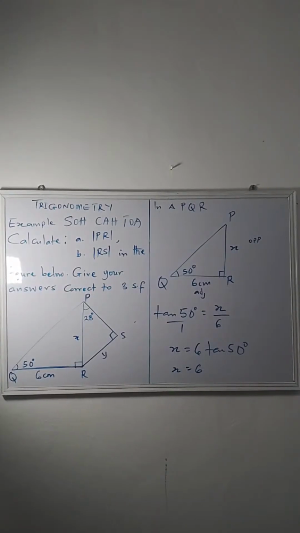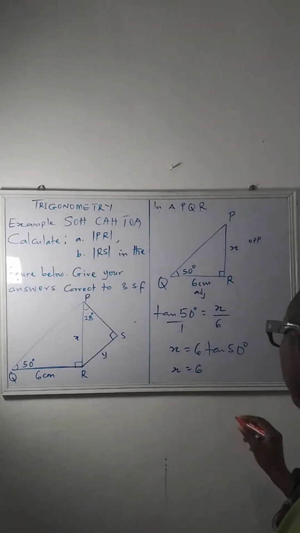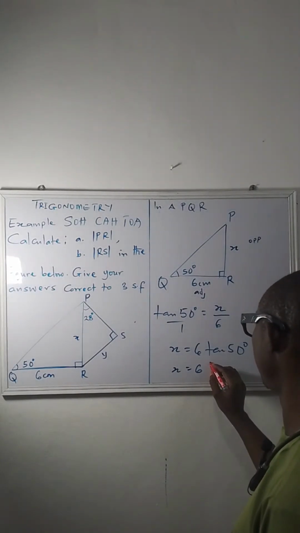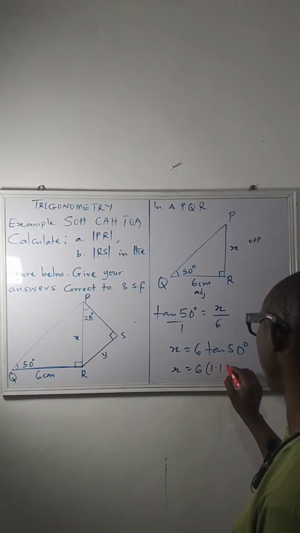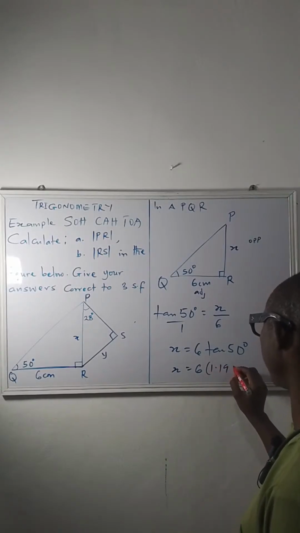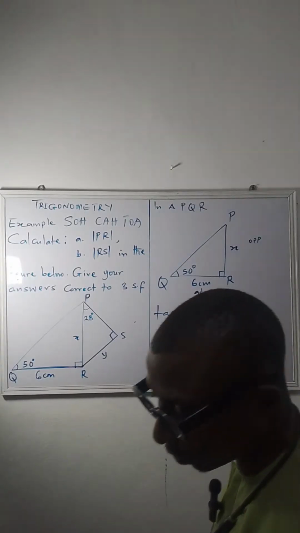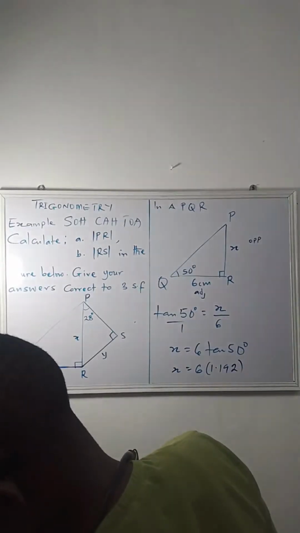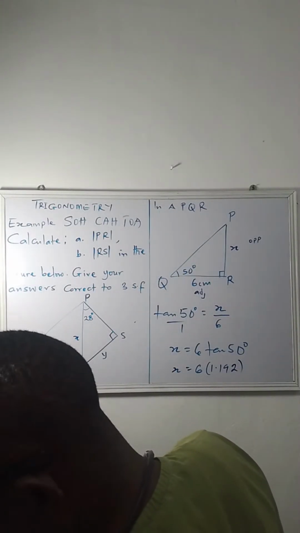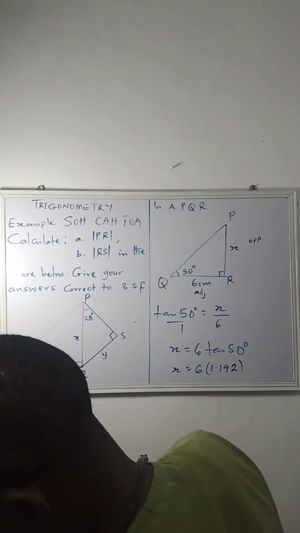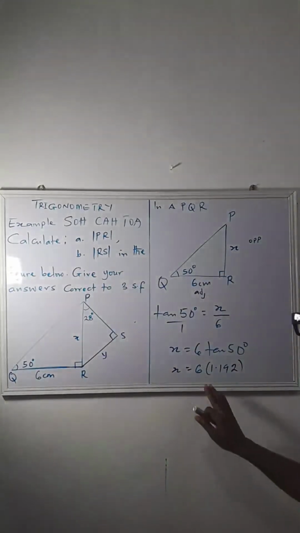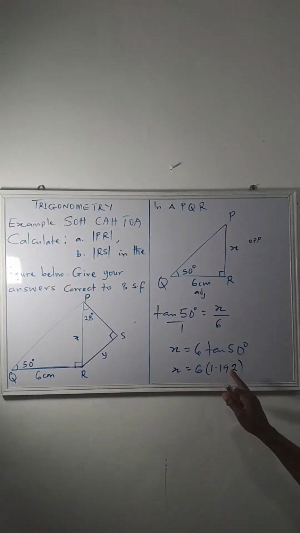All right, because of our time, I'm going to do that for us. Tan 50, that is 1.192. So if you punch your calculator, you are going to see that, or you check your four-figure table. So that is what we have there, 1.192. You can check this in your four-figure table.